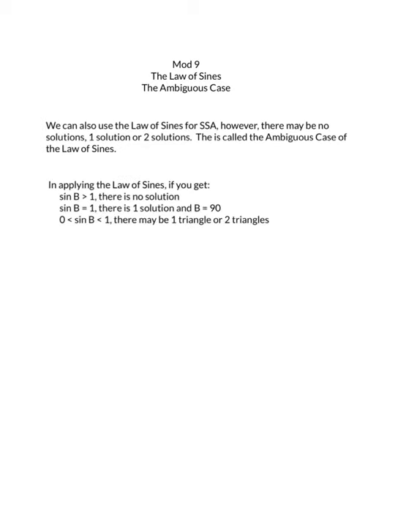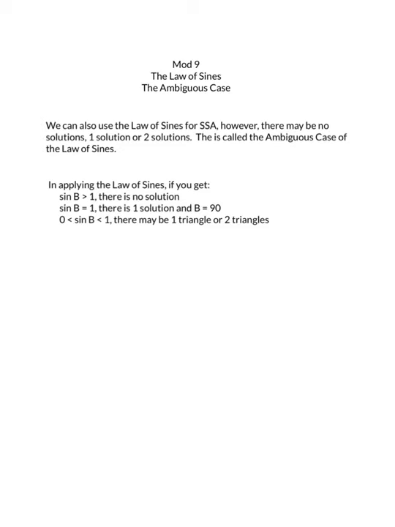When you are applying the law of sines in the ambiguous case, if you get sine of B greater than 1, remember, the sine cannot be greater than 1. The sine has to be some number between 0 and 1. So if you get greater than 1, there's no solution. If you get the sine of B equals 1, well then there's one solution and your angle B is 90 degrees.